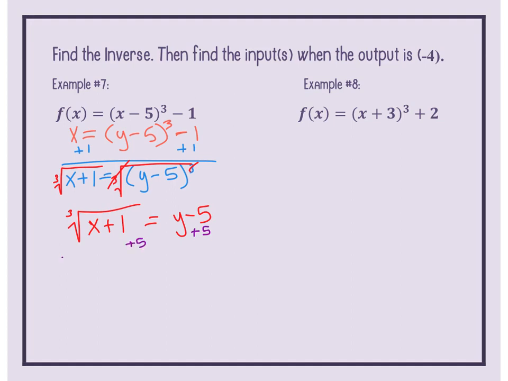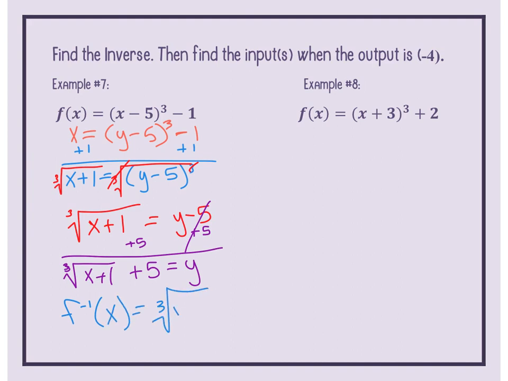Now this cannot go underneath the radical. Remember that radical is going to act like a grouping, like a parentheses almost. You can't put it underneath the radical. It has to go after. So this is my inverse function. And again, I am going to skip the input-output. Remember that plus 5 cannot be underneath the radical. Okay, go ahead and find the inverse of number 8.